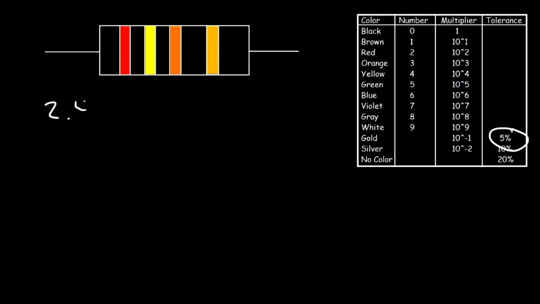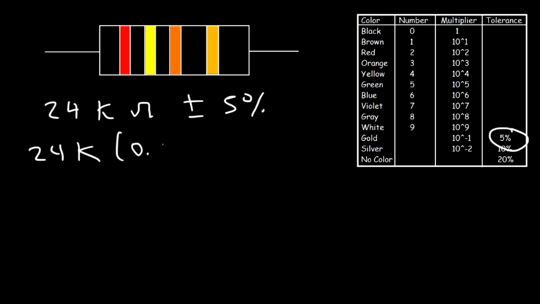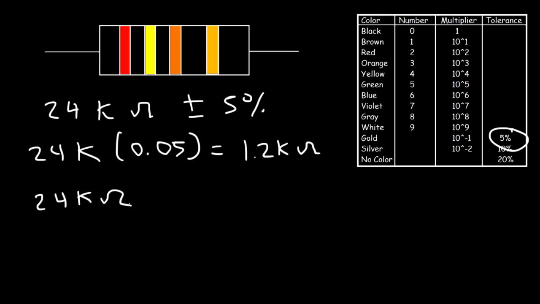So right now we have 24 kilo ohms plus or minus 5%. So let's multiply 24K by 0.05, which is going to be 5% of it. And that's about 1.2 kilo ohms. So the actual resistance can vary by 1.2 kilo ohms from 24 kilo ohms. So it could be 24 minus 1.2. So it can be 22.8 kilo ohms on the low side.